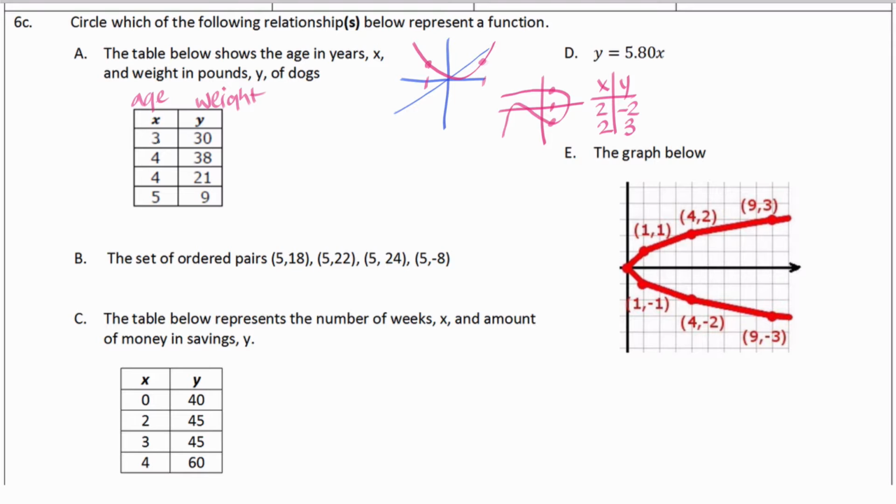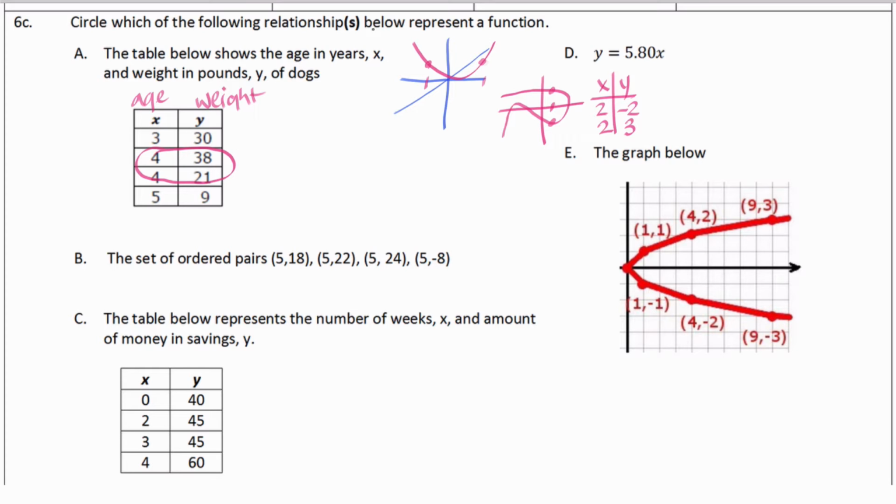So I have a 3-year-old dog that weighs 30 pounds, a 4-year-old dog that weighs 38 pounds, but I have another 4-year-old dog and it does not weigh the same as the other 4-year-old dog. That means that age is not a predictor of weight. There's not a perfect rule here. A 4-year-old dog does not always weigh 38 pounds. So that is not a function. There's not a rule I can apply to that. Because of this right here, the x value of 4 does not have a unique output. So this is not a function.